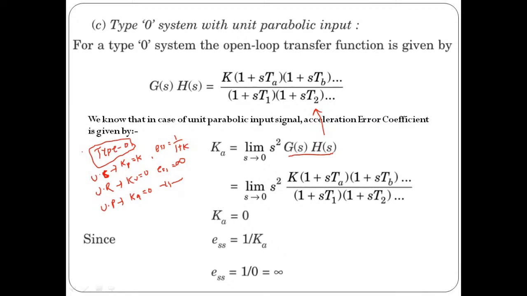That means type 0 systems are only designed to work for unit step input excitation only, because in that case the value of steady state error is finite and we can have the mechanism to control that steady state error. This is very important. So in GATE you may have a question like that. In case of type 0 system, if it is excited by say unit ramp, what will be the value of steady state error? So directly you can take the value of steady state error as infinite. What is the value of positional error coefficient when it is excited by unit step? It will be K.